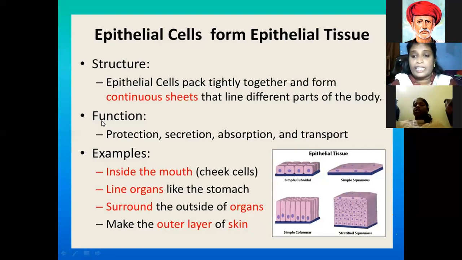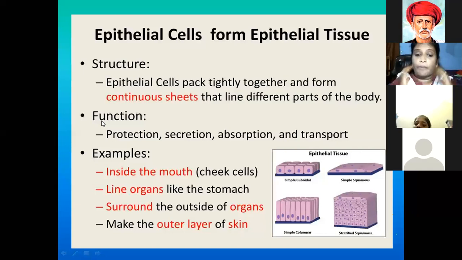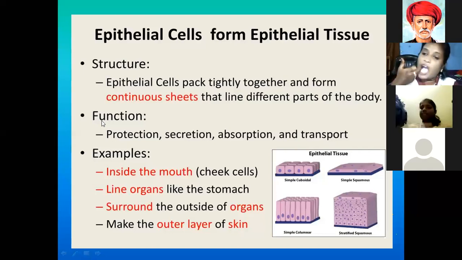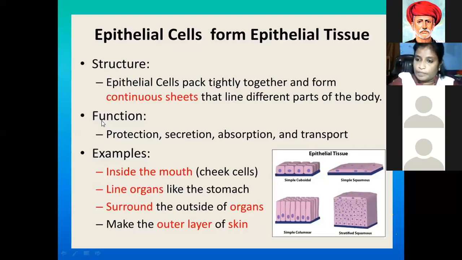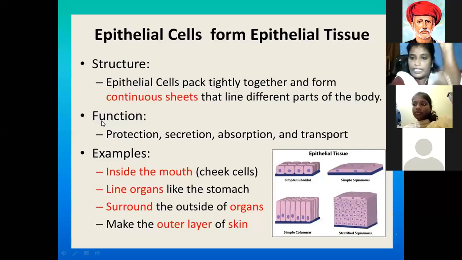What are the examples of epithelial tissue? Inside of the mouth, the cheek cells. It lines organs like the stomach. It surrounds the outside of the organs and makes the outer layer of the skin. Like that, identify the examples of epithelial tissue.